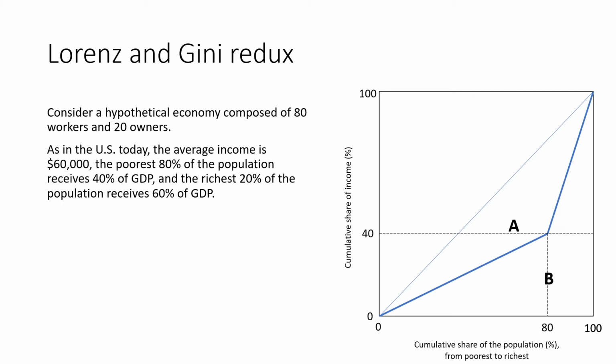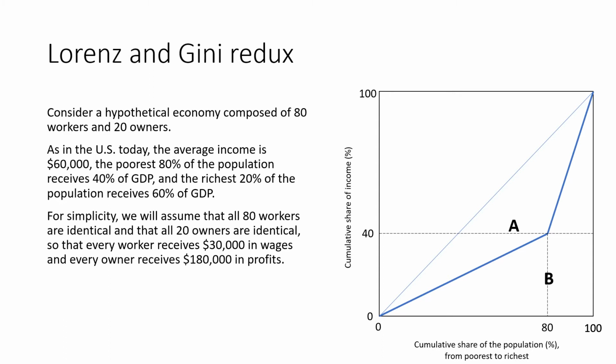Right? Here we see we've ordered the population. We have 80 workers and 20 owners, and the 80 workers together get 40% of all the income. That means the richest 20% are going to get the other 60% of all income. For simplicity, we're going to assume that all 80 workers are identical and that all 20 owners are identical. So every worker receives $30,000 in wages, and every owner receives $180,000 in profits.